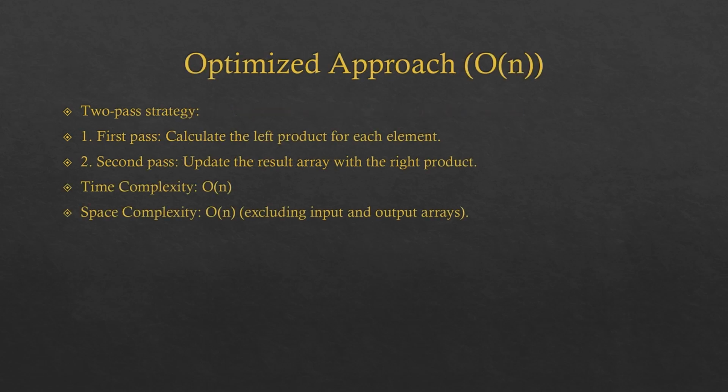The optimized approach involves a two-pass strategy. In the first pass, we calculate the product of all elements to the left of the current index. In the second pass, we calculate the product of all elements to the right of the current index, updating the result array in place. This gives us a time complexity of big O of n, making it much more efficient. The space complexity is big O of 1, excluding the input and output arrays.